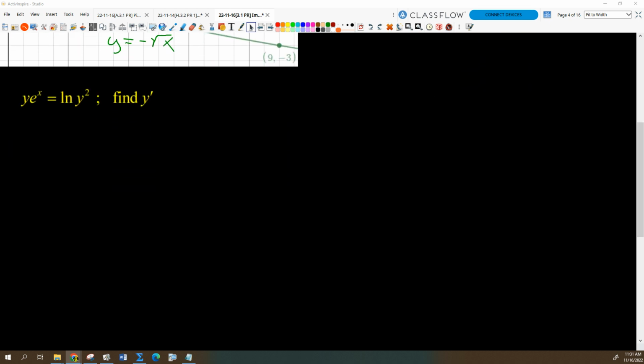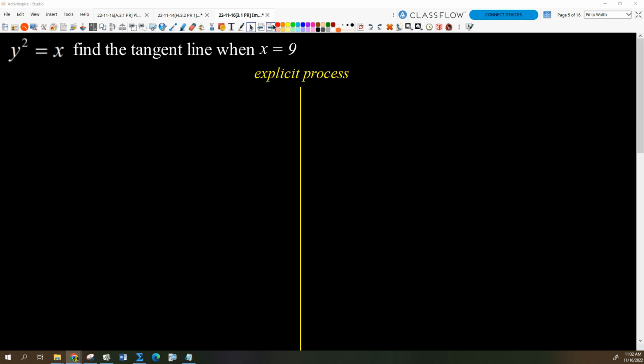Okay, I want to compare that to that yellow example. y e to the x equals log y squared. Okay, that's going to be tougher. Isolating y there is going to be tough to do. Might even be impossible, right? So our strategy is going to probably fail on that one. So we got to find something better.